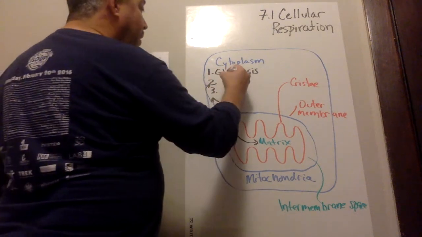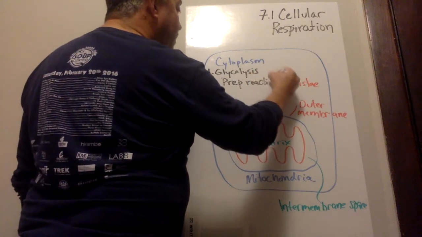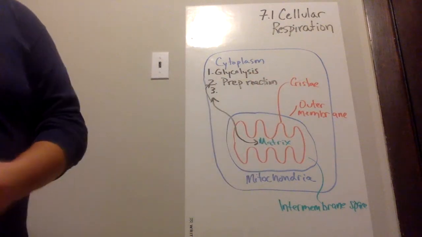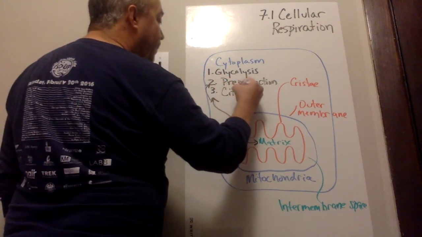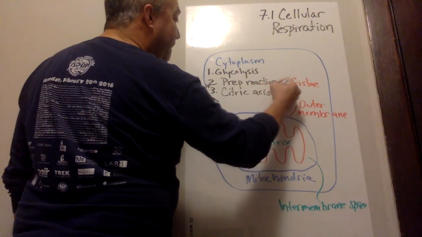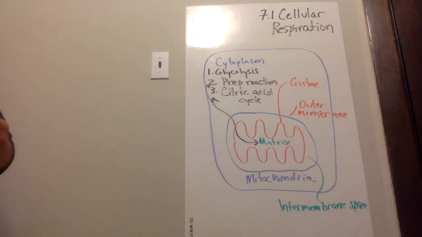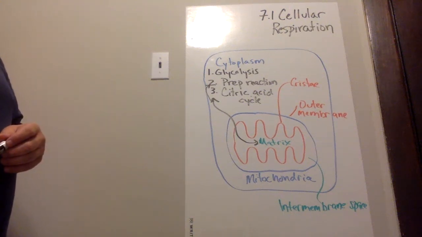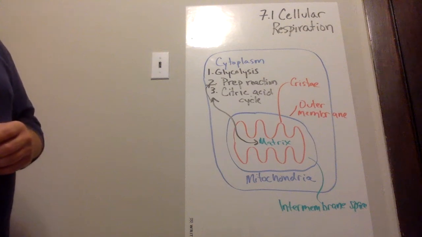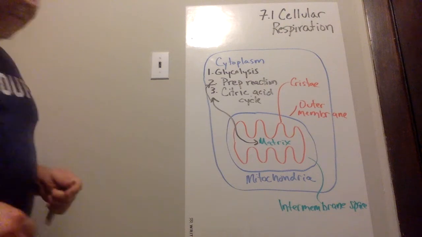in that matrix. The second one is called the preparatory reaction, or just the prep reaction. And the third one may have different names. Your book uses citric acid cycle. So both of these are taking place inside of that mitochondria. And you can see this in figure 7.3 as well. You can see they put the glycolysis outside of the mitochondria in the cytoplasm, and they put the preparatory reaction and the citric acid cycle inside the mitochondria.